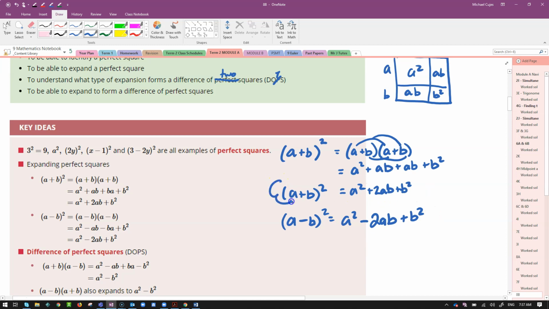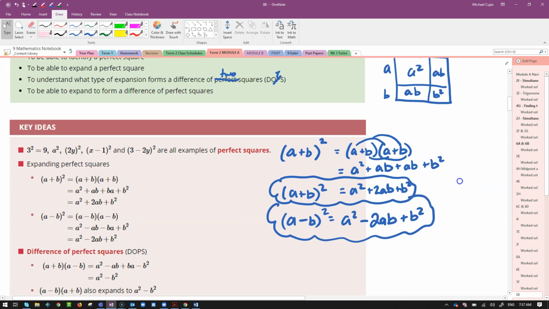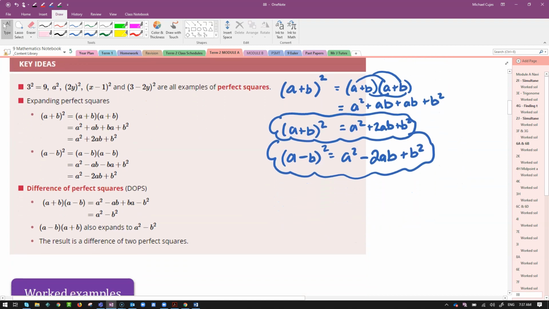Either the first one there or the one below it. Favourite rule in maths. Why is the difference of two squares your favourite rule in maths? Because it will save you more time than any other rule between now and when you finish school.